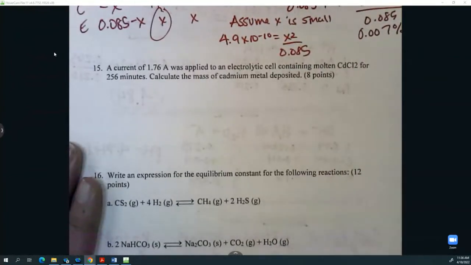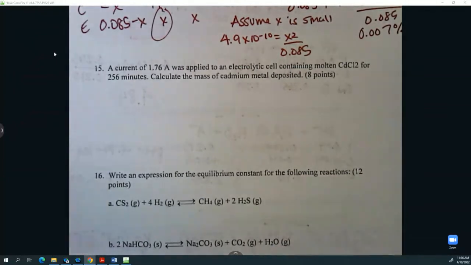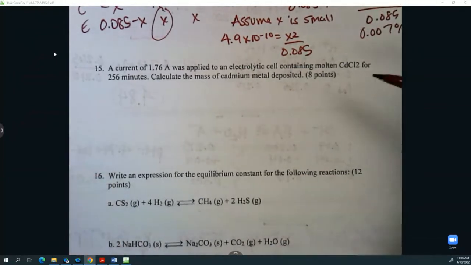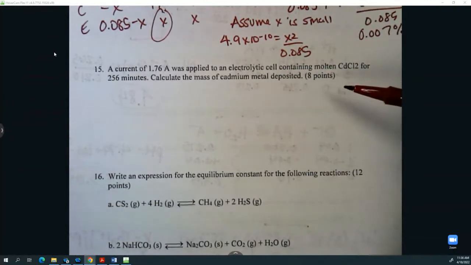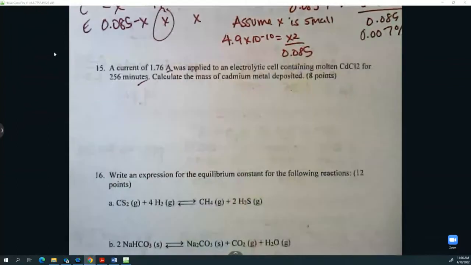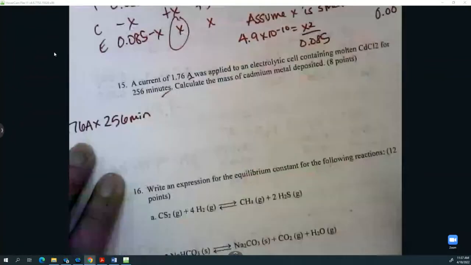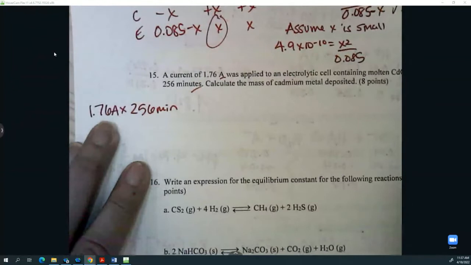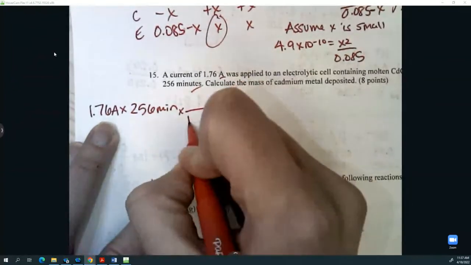Electrolysis, we were doing this last, whatever day, Thursday, whenever we were together last. Remember, my choices for how I can start a problem like this is either I can start from mass or I can start from amps times time. I have amps and I have time, so I'm going to start from amps times time. I really want amps times seconds, not minutes, so I'm going to go ahead and do that.